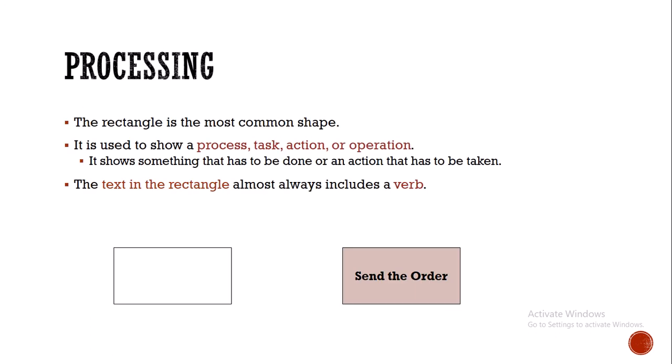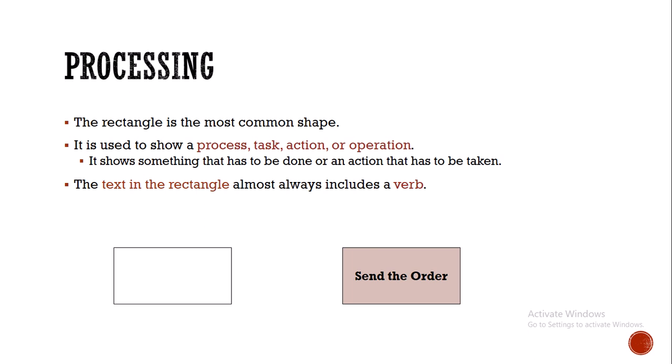Now, look at the rectangular box in the picture. Rectangle is the most common shape used in flowchart. It is used to show a process, task, action, or operation. It shows something that has to be done or an action that has to be taken. The text in the rectangle almost always includes a verb. For example, send the order.